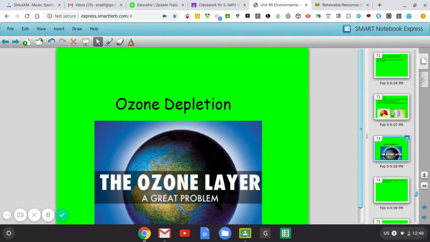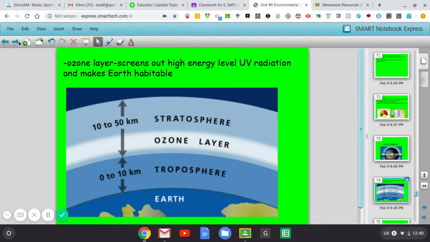Okay, so the ozone layer itself is a layer in the atmosphere that helps to screen out harmful UV rays from the sun. If it was not there at all, then Earth would be too hot for people and plants and animals to live there. So it basically is like a little screen that screens out those rays.